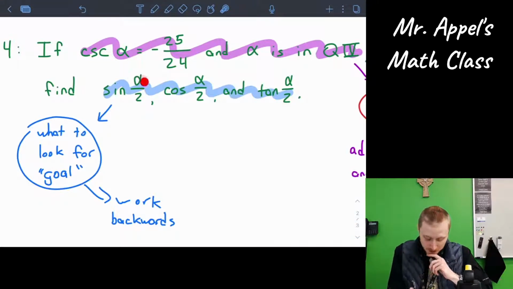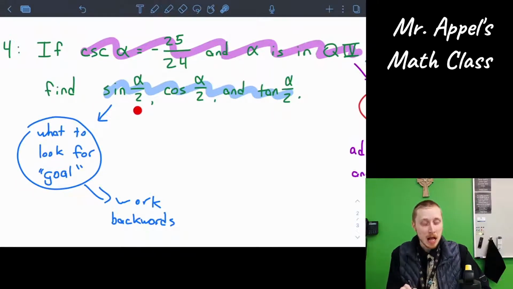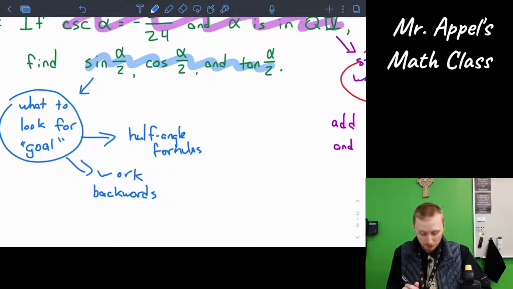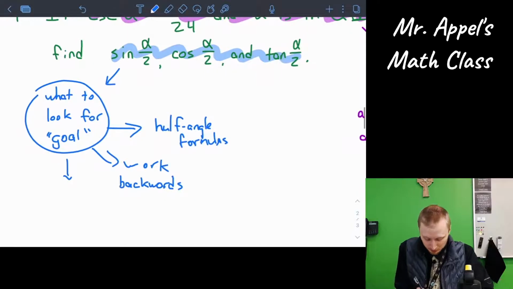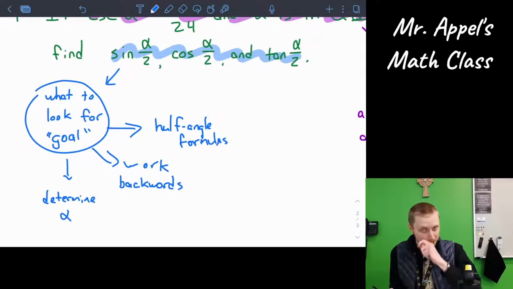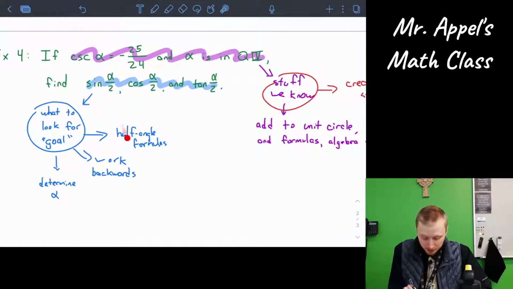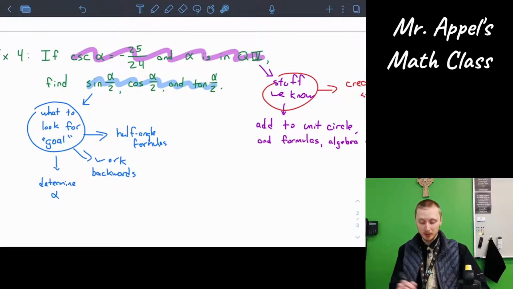Okay, so find a value for alpha. We could do that. Or notice sine of half alpha. Hey, that's a half angle formula. Ooh, maybe this means I'll need my half angle formulas, right? Or what was the other option? We could determine alpha. Right? And one or both of those could lead a daisy chain your way back to the stuff that we know, these bits up here.